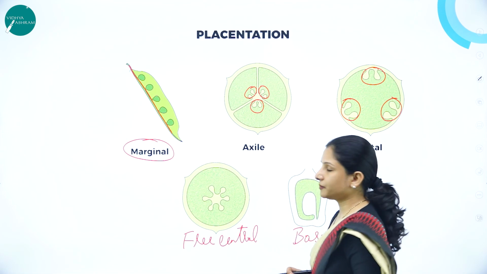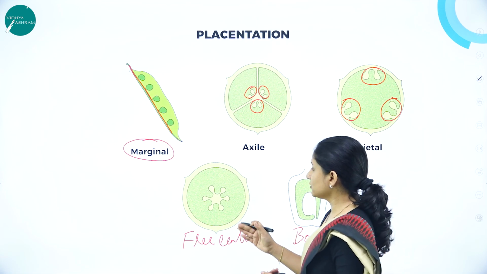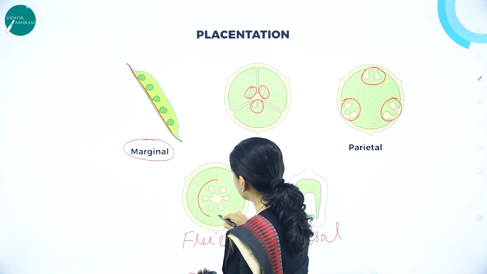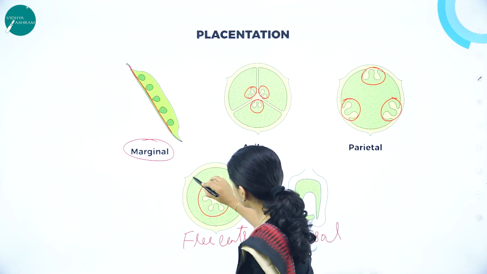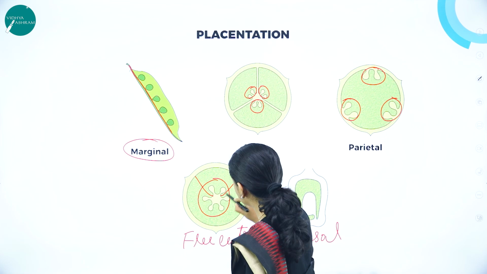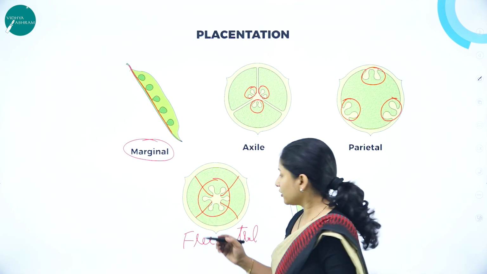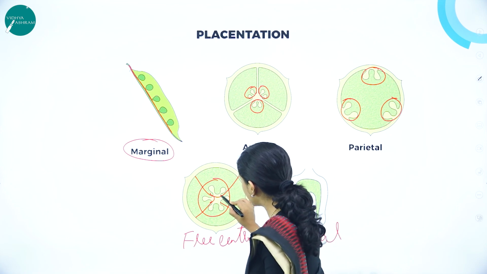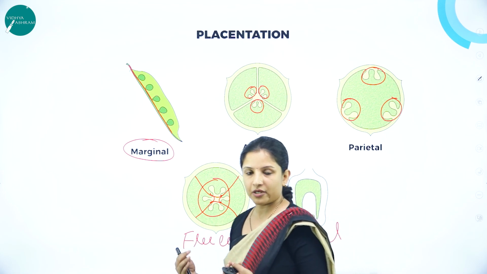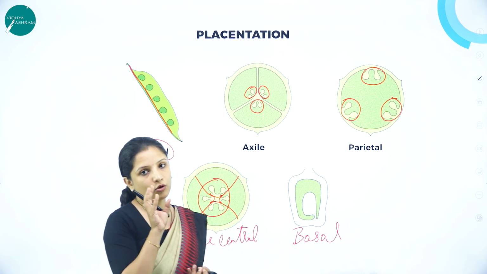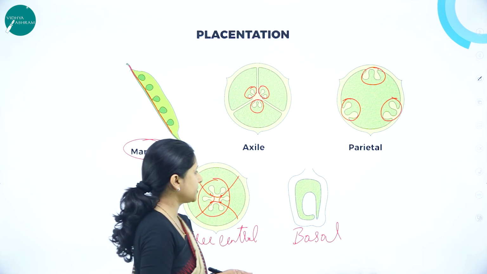Next is free central placentation. Free central placentation is also unilocular, where no locules are there, and at the center the ovules are arranged, and not in locules. Now if there were locules here, like divisions, it would have been axial placentation because from the axis the ovules would have been arising. But here there is no locule formation, therefore the ovules are present at the center. That is free central placentation.